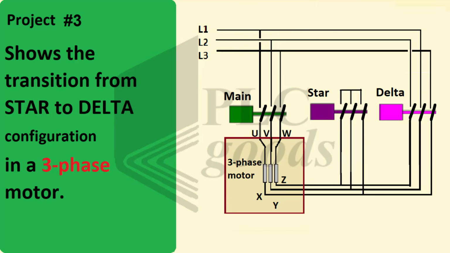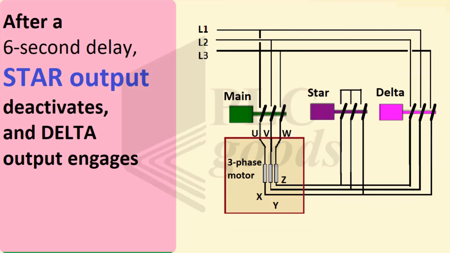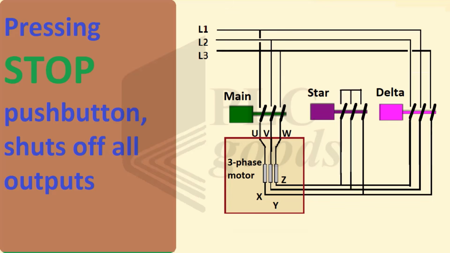In this project, we would like to write a PLC program to show the transition from a star to delta configuration in a three-phase motor based on the following conditions. Upon pressing a start push button, a star and main outputs activate simultaneously. After a 6-second delay, the star output deactivates and the delta output engages. The motor runs in delta configuration thereafter.